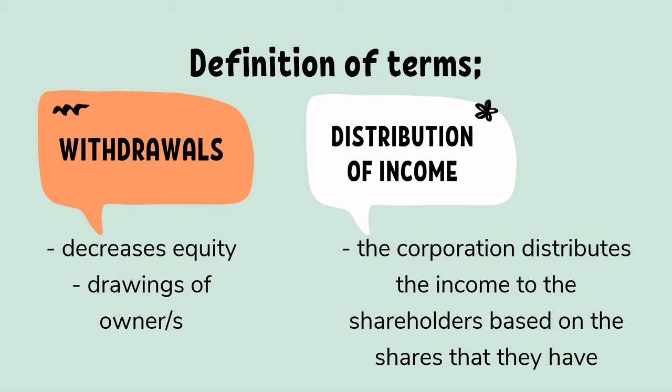When a company is organized as a corporation, the owners do not decrease equity by way of withdrawal. Instead, the corporation distributes the income to the shareholders based on the shares that they have or the percentage of ownership of the company.